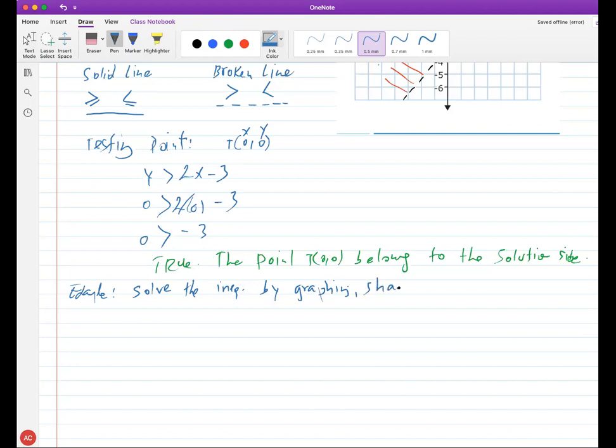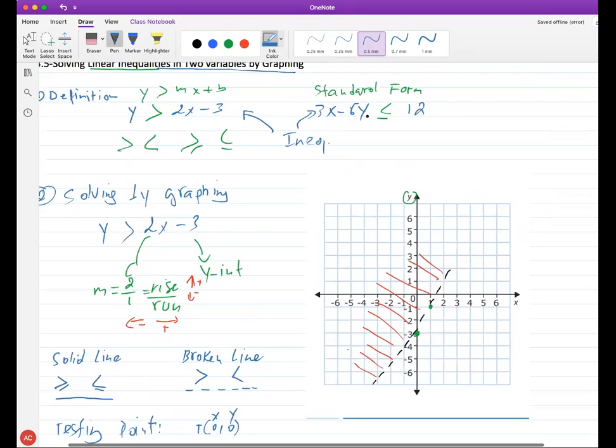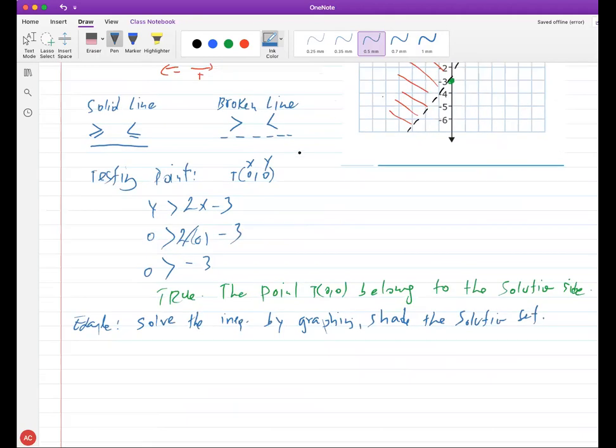Shade the solution set. Okay, basically we're going to redo the same thing. This time we're going to do this equation, which is in standard form, not in our y = mx + b form. So 3x minus 6y.